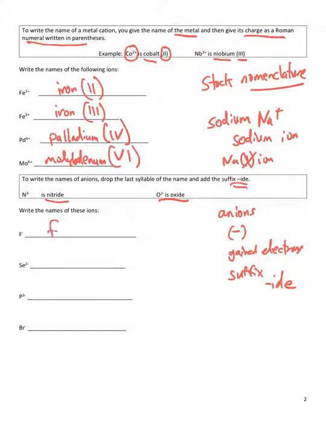So fluorine becomes fluoride. Notice this U before O is fluoride. It's not OU, it's not flouride. Se2- is not selenium, but now it's selenide. Phosphorus 3- becomes phosphide. And bromine, bromine becomes bromide.